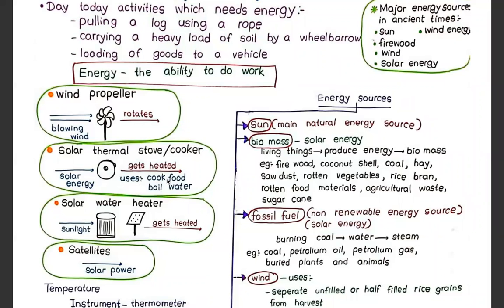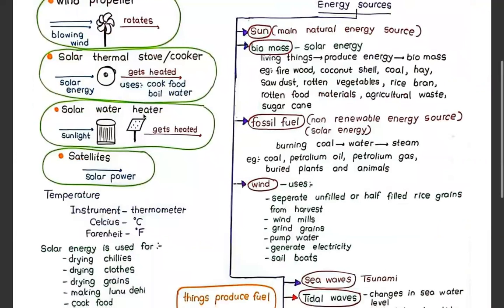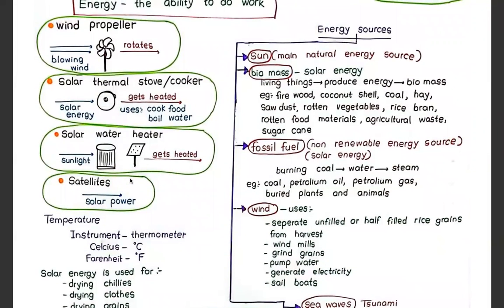So what are the uses? Cook food, boil water. Let's have a look at the solar water heater. This water heater gets operated from sunlight, right? So we should give sunlight to this water heater and then it gets heated. And how about the satellites? They also need solar power. So what are the things which need solar power? Solar thermal stove, solar water heater, satellites. They all need solar energy. But the wind propeller needs wind.